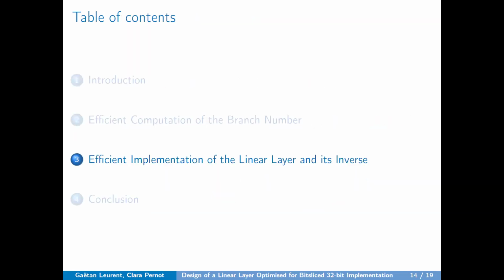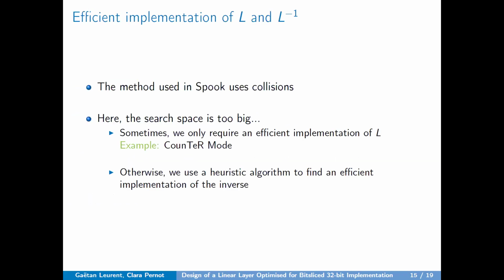So now let's speak about the efficient implementation of the linear layer and its inverse. First of all, as I previously said, the method that was used in Spook is not feasible here, because the search space is too big, so we are not able to find collisions. But sometimes we don't care about the efficient implementation of the inverse. For example, in the counter mode, we always use the linear layer in only one way. But sometimes we want an efficient implementation of the inverse of the linear layer.